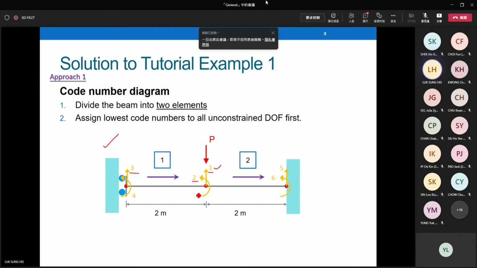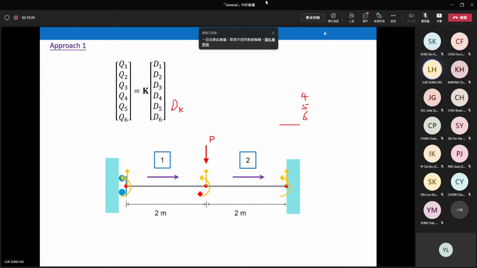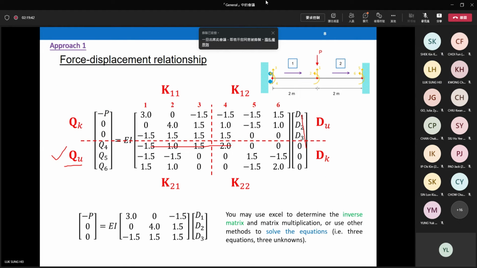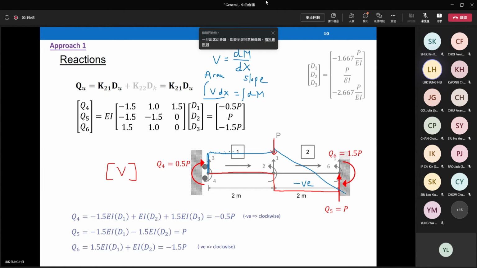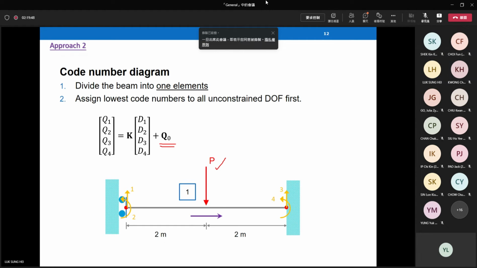So approach one is correct, but it increases the difficulty of this problem a little bit because you add one extra node at the middle, which makes the problem size bigger. You have more unknowns to be solved. In approach two, we don't know what happened at the middle. You treat the whole structure as one single element. There's no node at the middle, so you have no degrees of freedom at the middle. But it's still able to answer the questions because we just want to know what happened at the two ends.